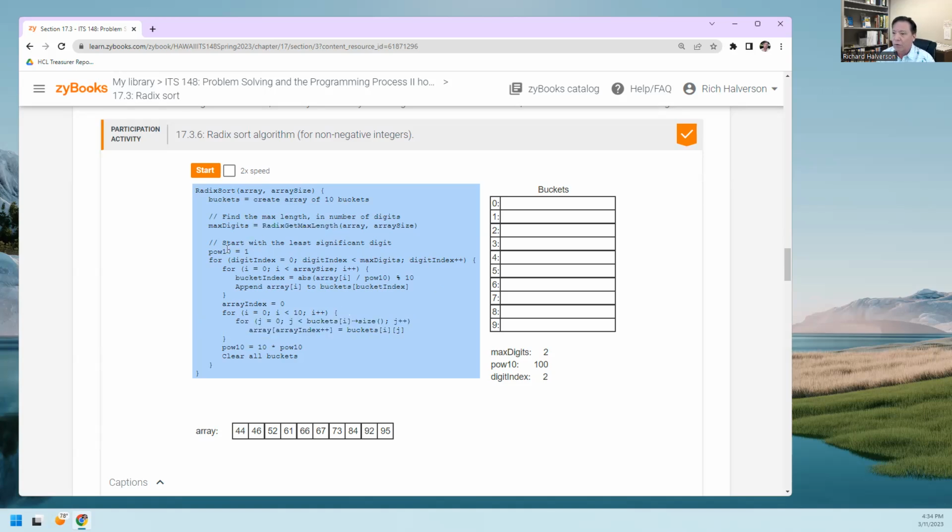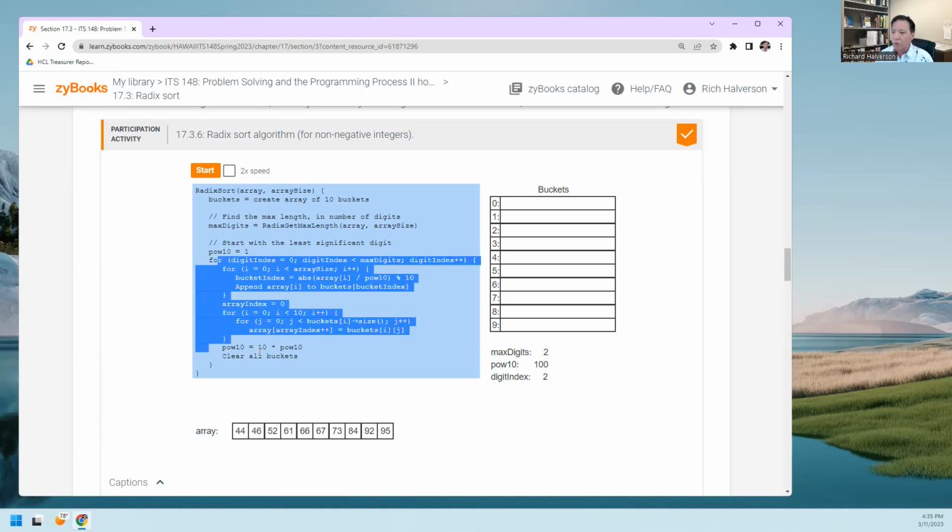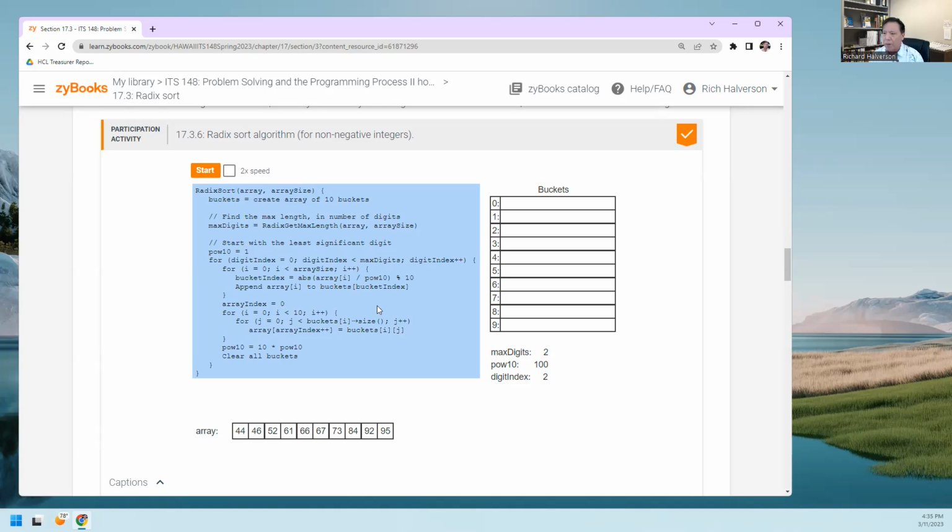Okay, and then here we're going to start with the lowest order power. It's going to be a power of 1, then it's going to be 10, and then it's going to be 100, and so on. So we start with 1, and we go through. Each time we go through this for loop, we're going to be increasing the power, and we use that power because we want to isolate the digit of the integer that we're looking at. First we want to isolate the lowest order digit, then the second lowest order digit, then the third lowest order digit, and so on.